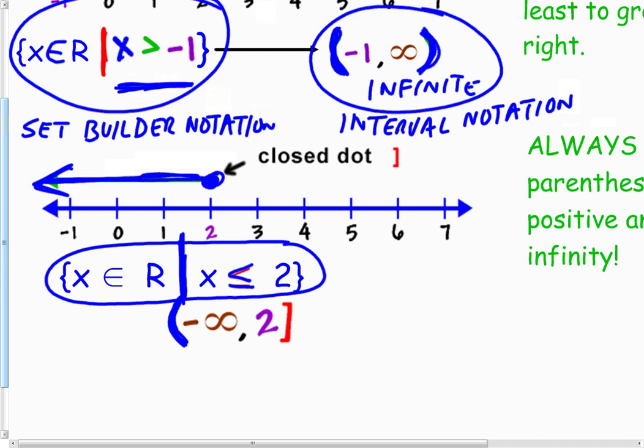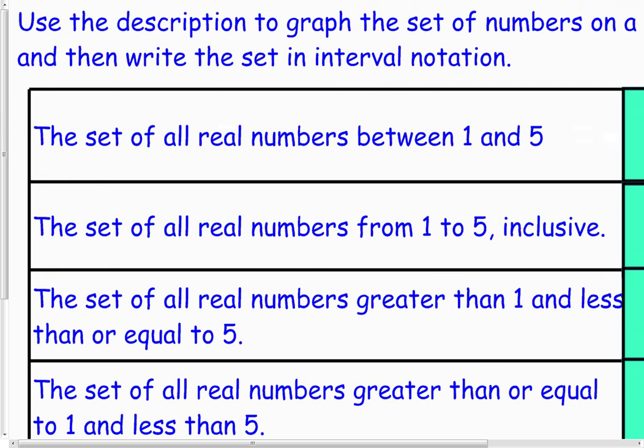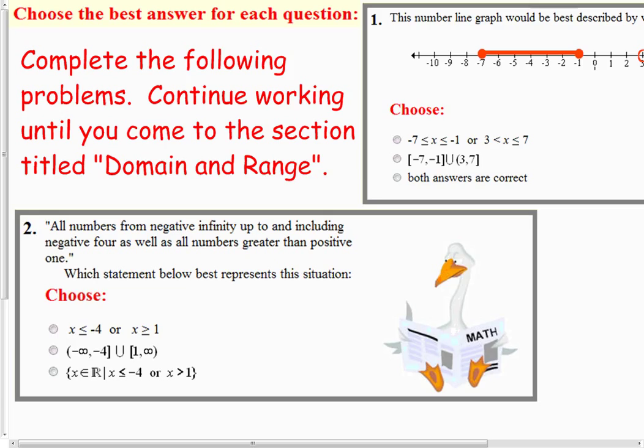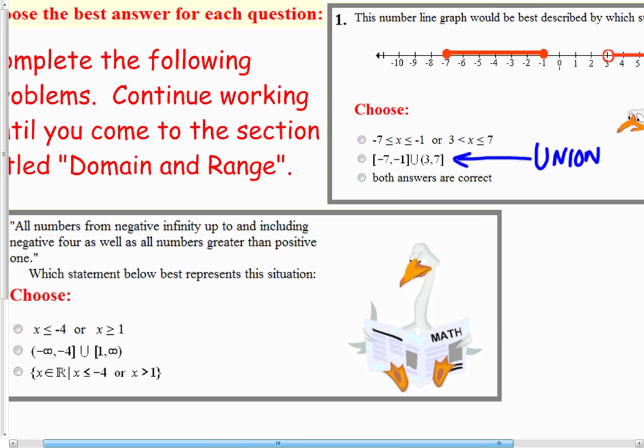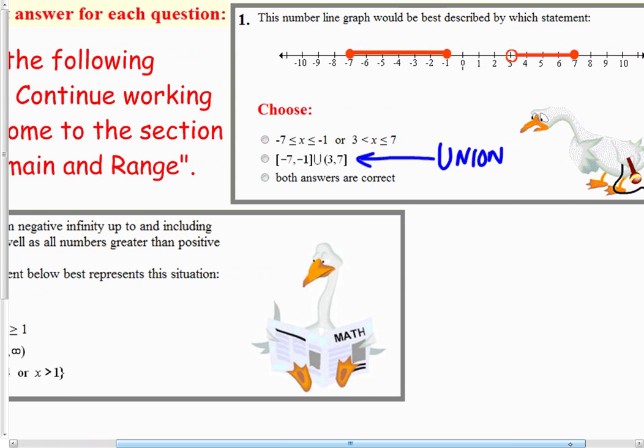Let's take a look at 1, 2, and 3. There's a couple new things down here. All right, number 1. Right here, do you see that U? That U stands for union. It just means we're looking at both things at the same time. So if you see 2 separate sections, you're going to see a U in between.